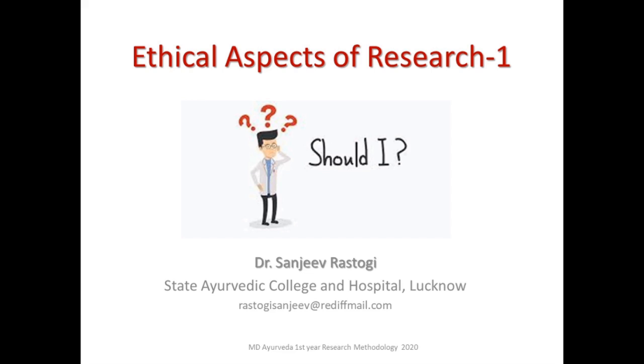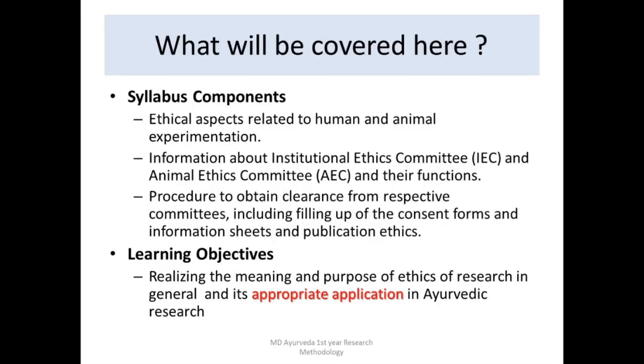So in this lecture, the syllabus component of this particular topic as referred by CCIM is: number 1, the ethical aspect related to human and animal experimentation. Second, the information about the Institutional Ethics Committee, that is IEC, and the Animal Ethics Committee, that is AEC, and their functions. And thirdly, we are going to talk about procedures to obtain clearance from respective committees, including filling up of the consent forms and information sheets in publication ethics.